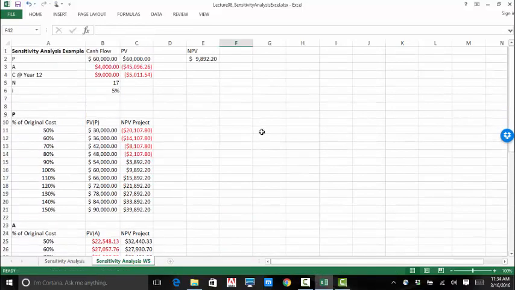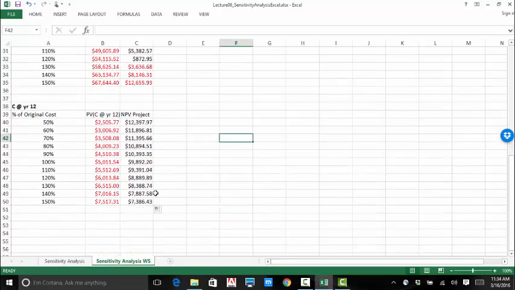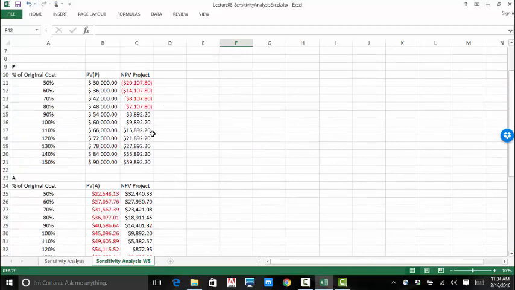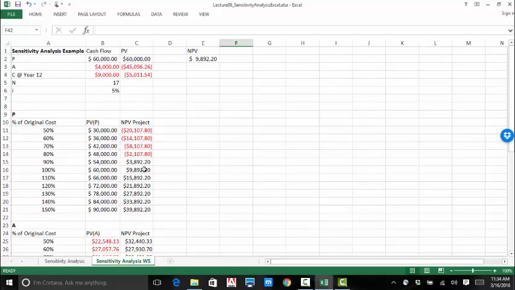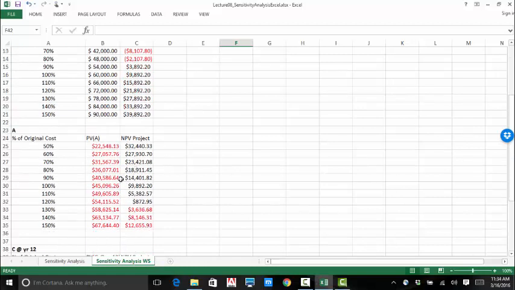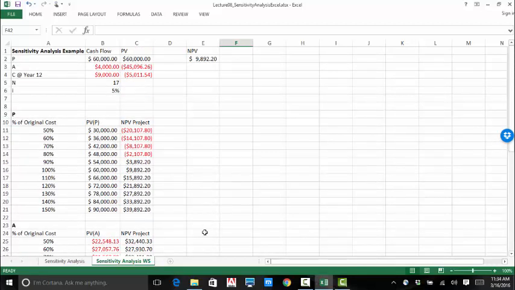All right, so how do you use these results? You can see that our cash flow at year 12 doesn't really impact the net present value's viability at all. It does impact the value, but it won't change if it's within 50 to 150%. And then for these two, if the p-value ends up being 80% of its expected value, then all of a sudden we're losing money. Same thing with the A, if it ends up costing 130% of what we're expecting, or 30% more, right?